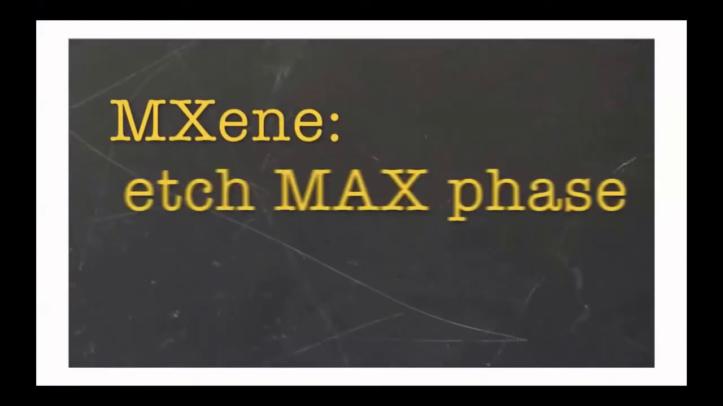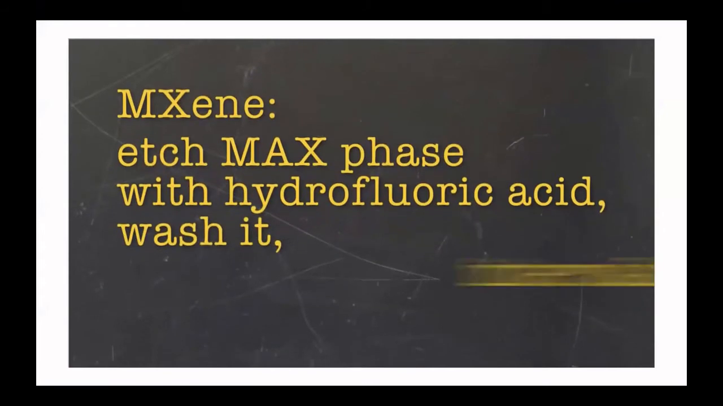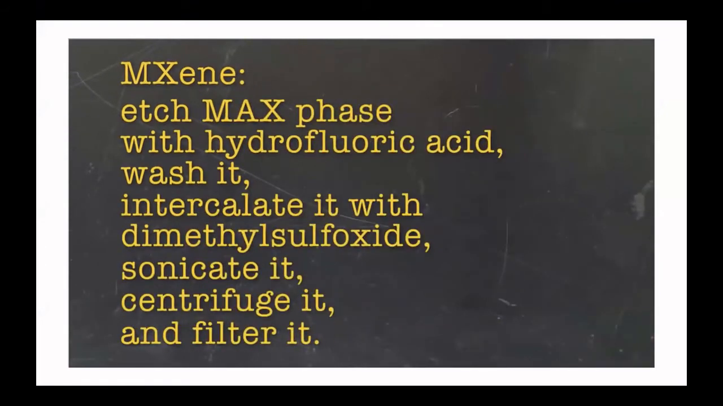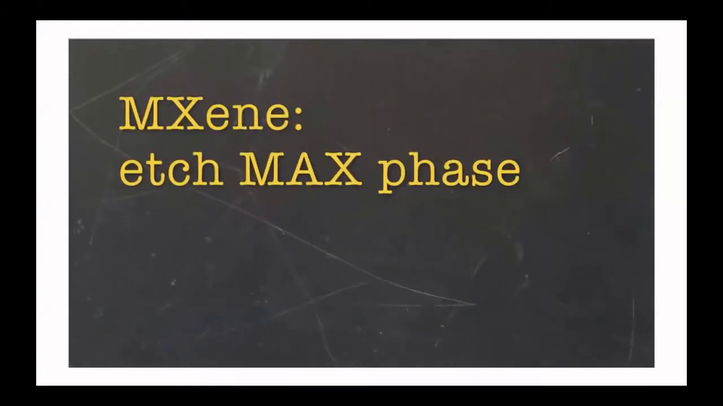In the past, to create pure MXene films, you'd have to etch MAX phase with hydrofluoric acid, wash it, intercalate it with dimethyl sulfoxide, sonicate it, centrifuge it, and filter it. We've managed to cut the process down to just the etching step.